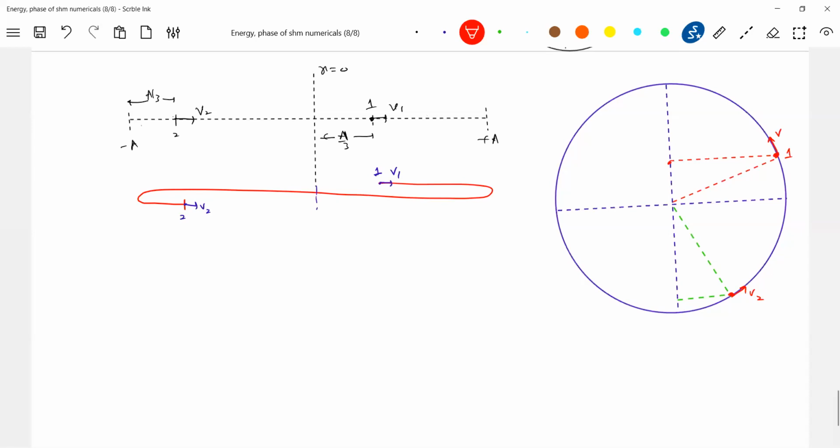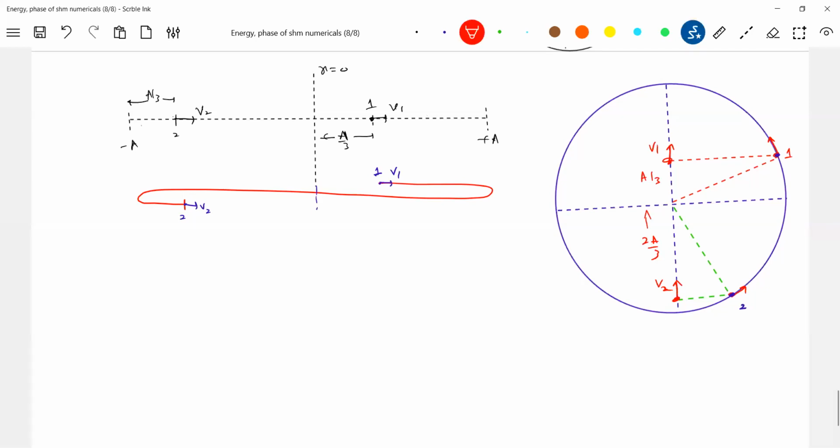Actually, it will have the same speed. Don't show any speed here, just write an arrow; that will be understood. There are points 1 and 2. We'll put it in red color. I think it's all about mathematics, nothing else to do. What is the distance? A by 3. What is this distance? This will be 2A by 3.